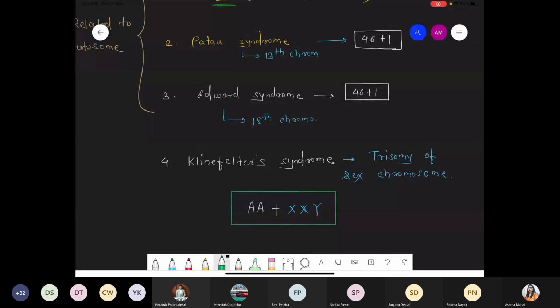So morphologically, the Klinefelter person is a male, but some female body characters also get developed. We'll see what the symptoms are with respect to Klinefelter syndrome. But again, it is related to trisomy of the sex chromosome, where there is the presence of autosomes plus XXY. One X chromosome is extra in the male.